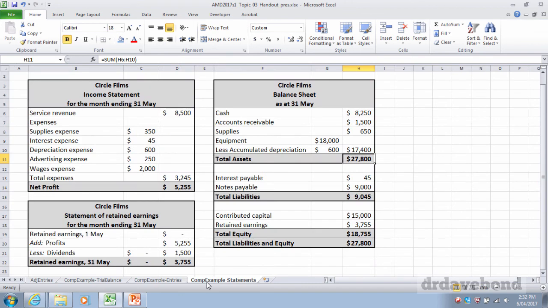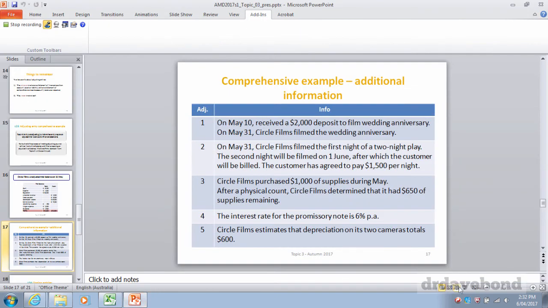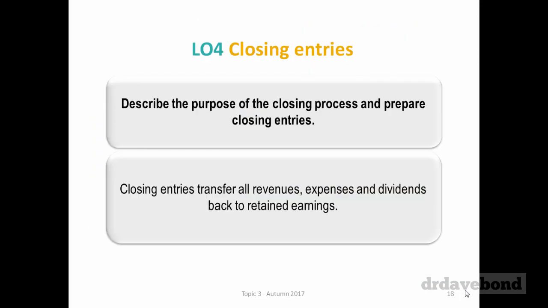Now that is the statement, so we've done that. And the one final thing, and we're going to have plenty of time after to finish up today if people have questions. The final thing we need to do is describe the purpose of the closing process and prepare closing entries. Closing entries transfer all revenues, expenses, dividends back to retained earnings. So that's what it does, and I'll show you what happens.